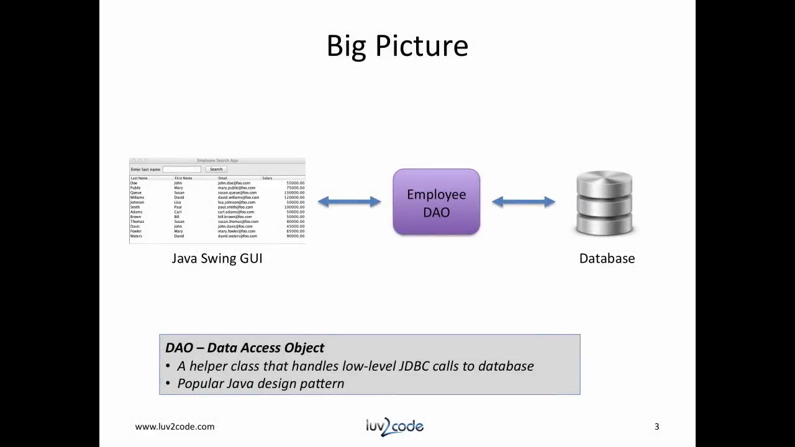Now also what we need to do is take a step back and look at the big picture. How are we going to build this application? What's the architecture? So effectively on the front end, we'll have the Java Swing GUI. We're going to communicate with something called an employee data access object. A data access object, or DAO for short, is really just a helper class. This class encapsulates all the JDBC code that allows us to communicate with the database. So instead of our Swing GUI connecting directly to the database, the Swing GUI will use this helper class, employee DAO, and this will connect to the database on our behalf.